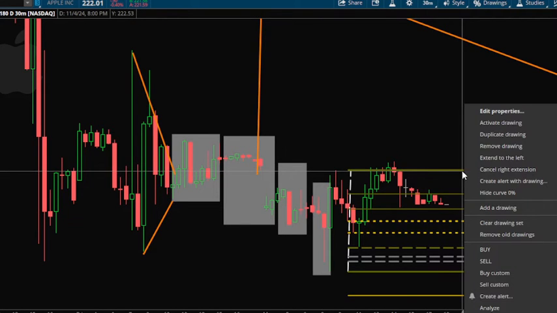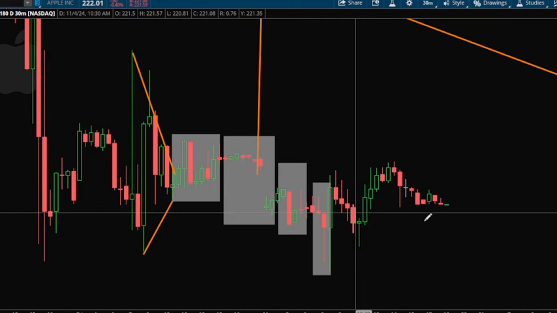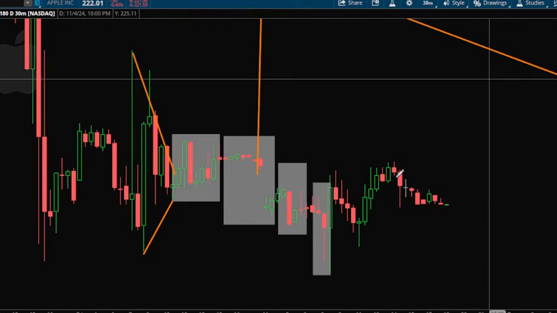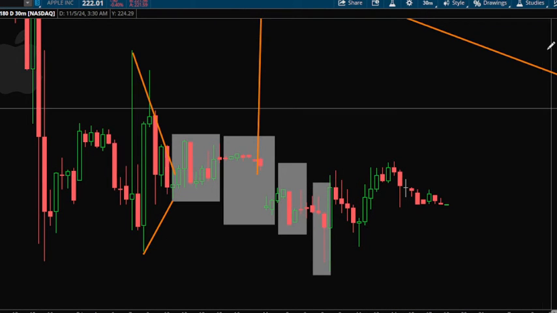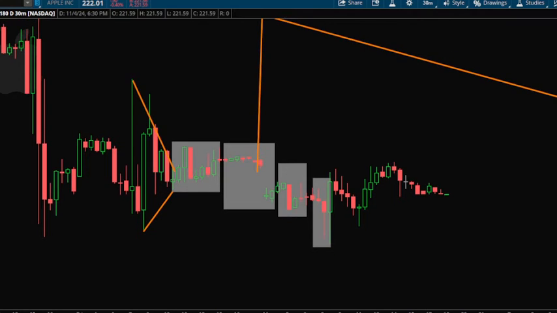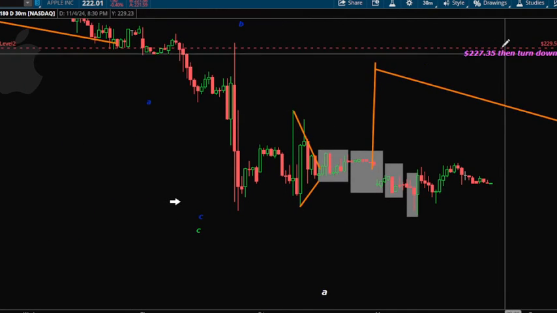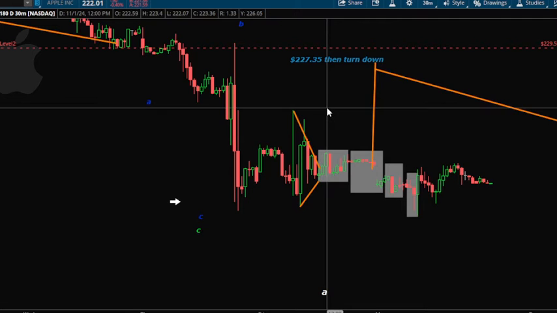So that being said, maybe we got a triangle forming right here. So an A up, and then an A, B, C, D, E, and then we continue up to that 227 target, 227 target, sorry. 227.35 to be exact. Let's just remeasure that.